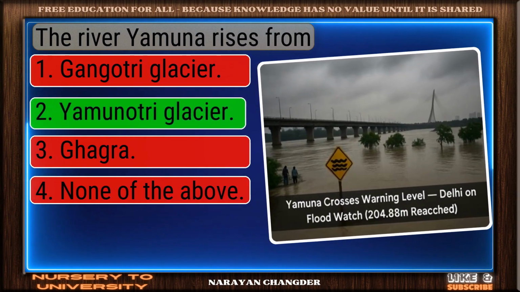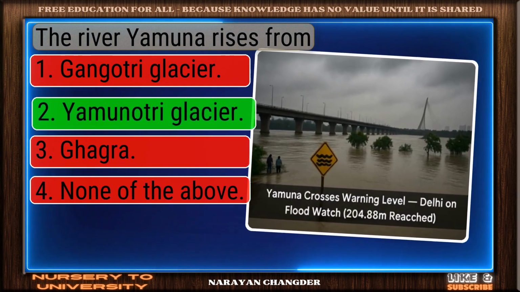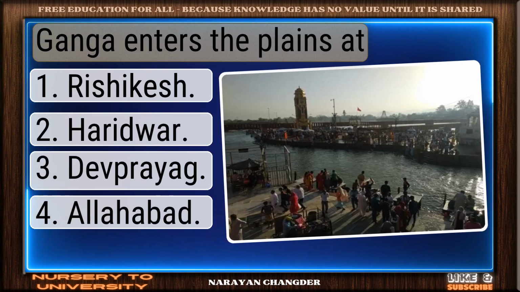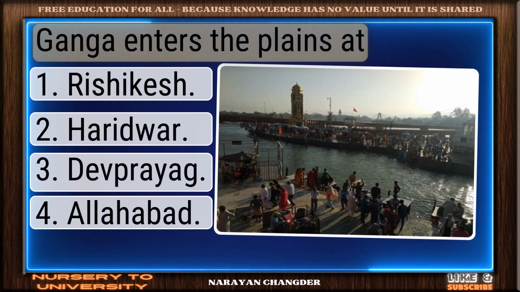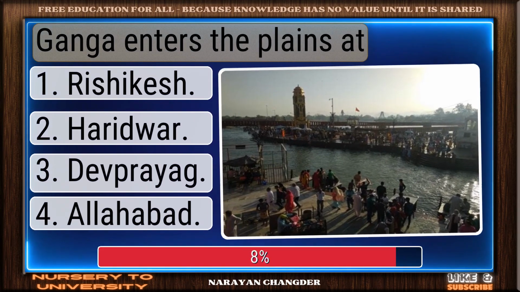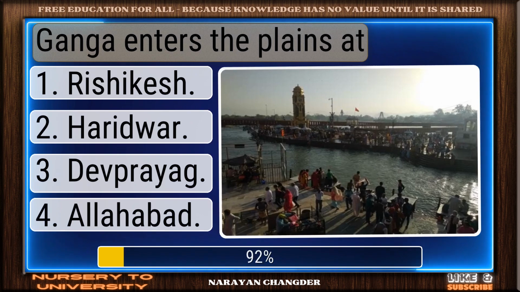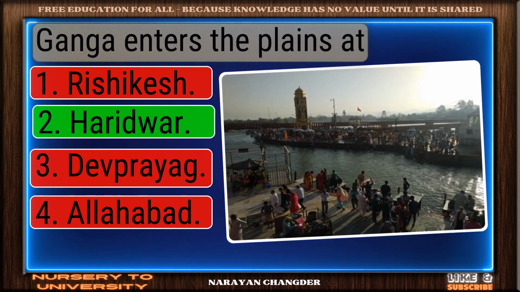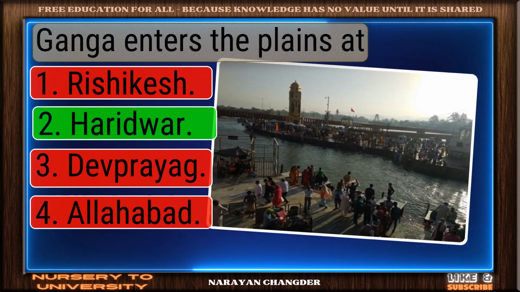Excellent. Yamunotri Glacier is a brilliant choice. Question number 186. Ganga enters the plains at. Well picked. Haridwar is the correct answer.